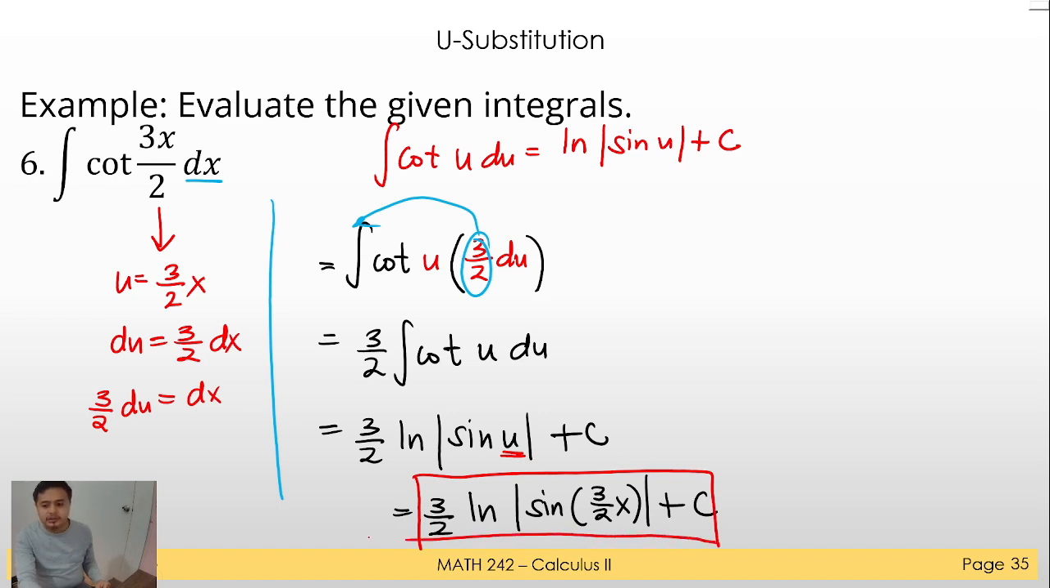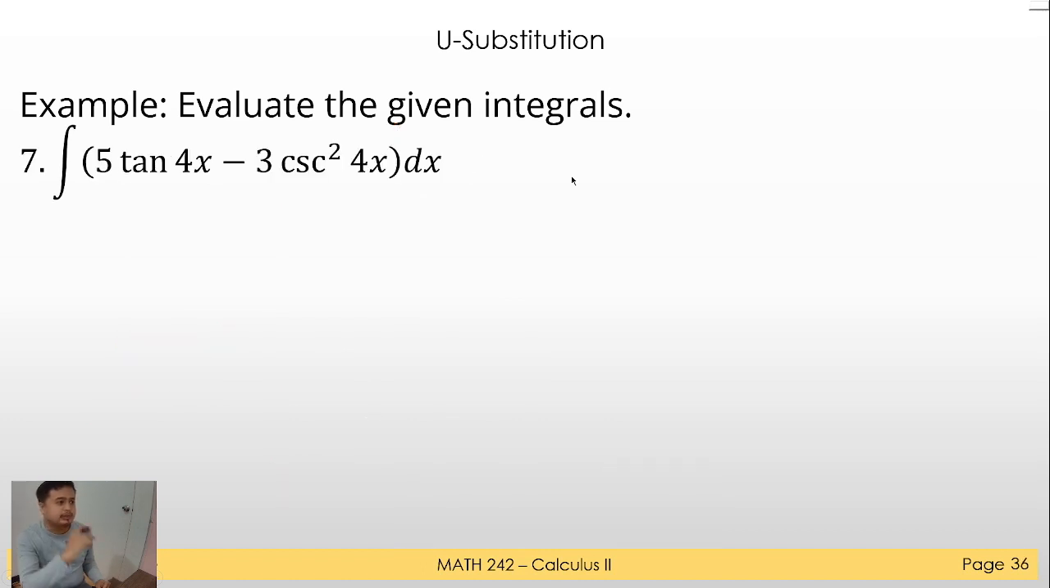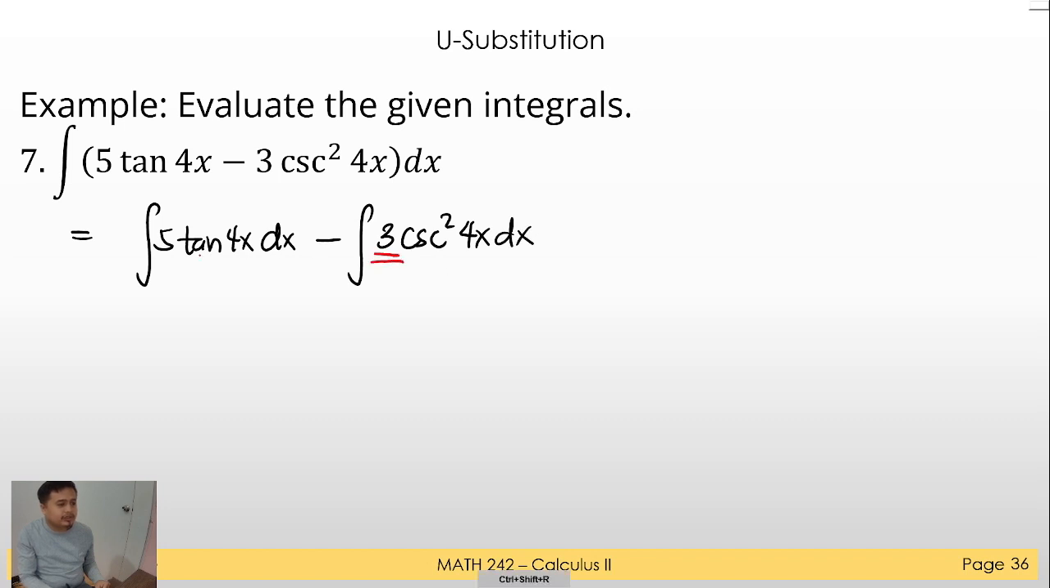Okay, so let's move on to another example. So take note of this in your integration table. Okay, so we have this integral. We have to integrate these two terms of a trigonometric function. So the first thing to do, if we have more than one term, we can distribute the integral sign and the variable of integration dx. So this will be equal to the integral of, also we can factor out this 5, we have 5 tangent 4x dx minus the integral of 3 cosecant squared 4x dx. And again, we can factor out this 3 and 5.